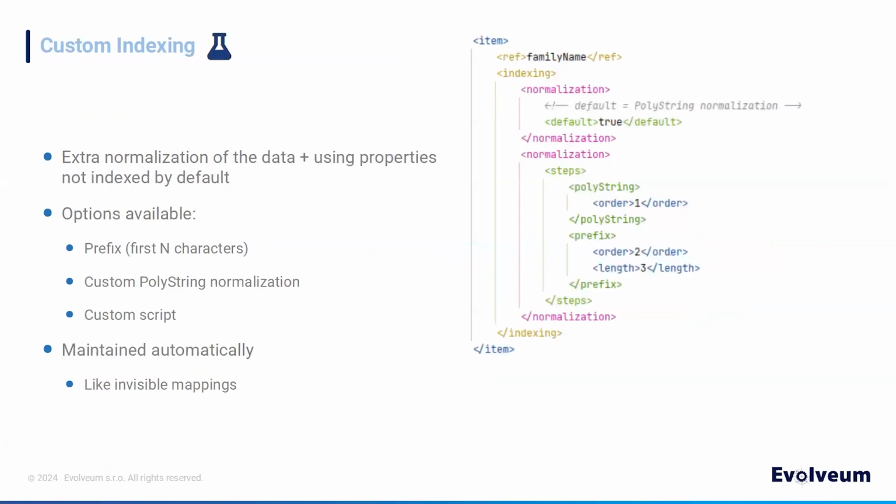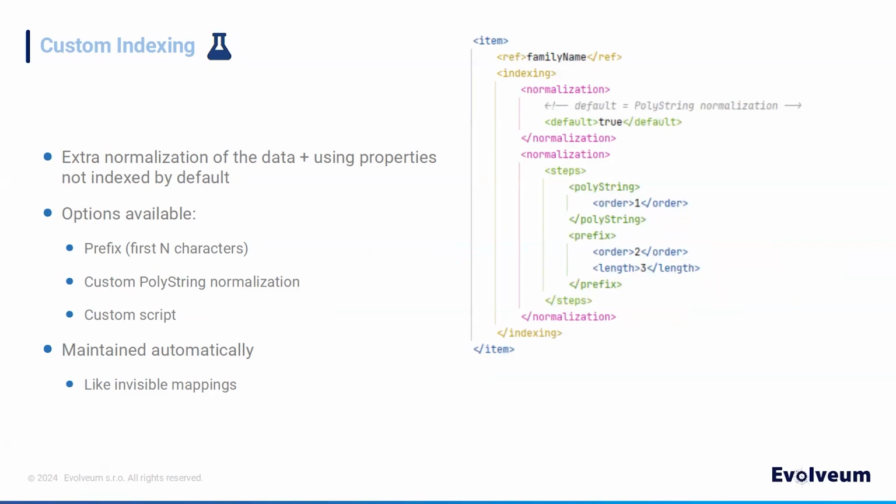Now, let's describe two experimental features. The first one is called custom indexing. The idea is to extend standard matching options by the pre-processing step. For example, keeping only a prefix of the value, or using a custom polystring, or even custom Groovy-based normalization before the matching. The computed data are maintained automatically in the user object, and this normalization is similar to the use of mappings, with the advantage of being simpler, maybe a bit faster, and hidden, so that it does not pollute audit logs, preview screens, and so on with this kind of technical information.